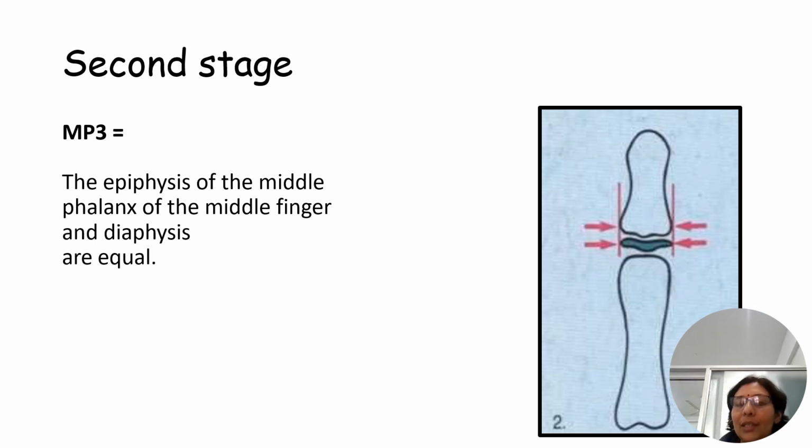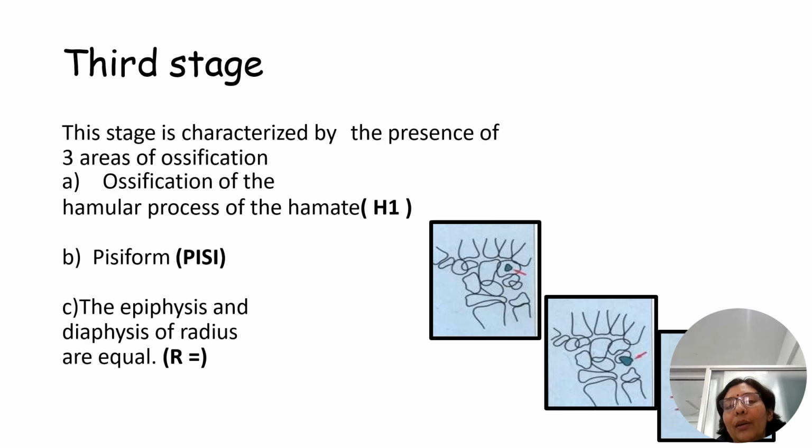coming on to the first stage. The first stage was PP3, where the proximal phalanx has epiphysis equal to diaphysis. Now, the second stage is MP3 equal to, where the epiphysis and diaphysis of the middle phalanx of the middle finger are equal, as you can see in the figure.